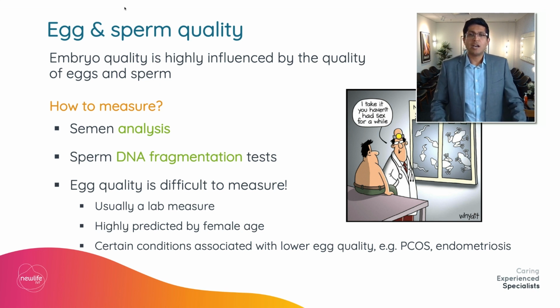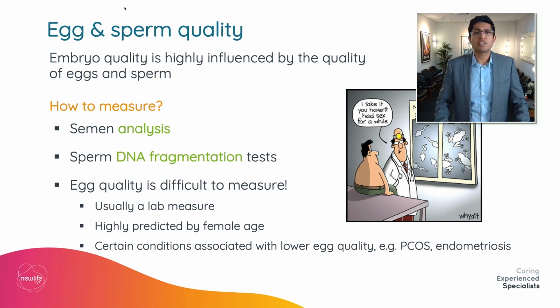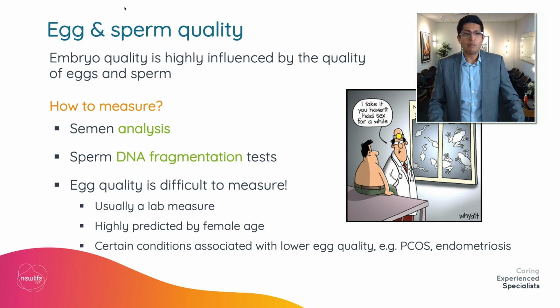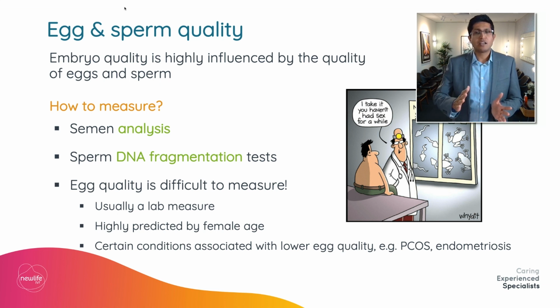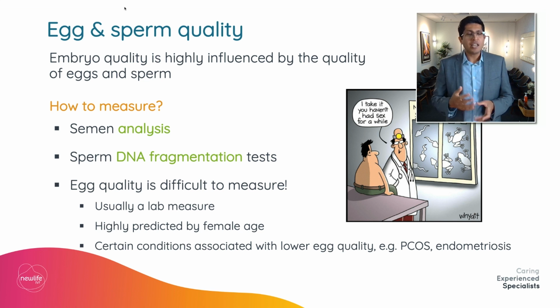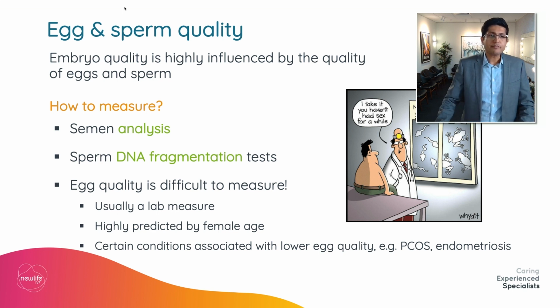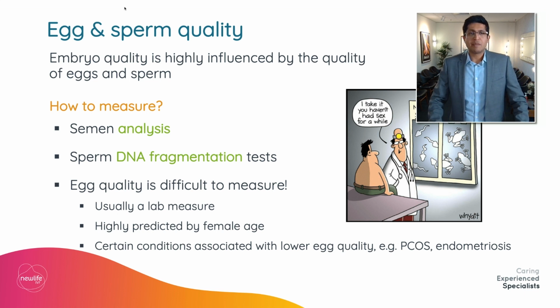We can perform a standard semen analysis, which looks at things like how many sperm there are, what's the shape, how motile they are. And then there are some more detailed tests like DNA fragmentation. High DNA fragmentation is associated with much poorer embryo quality and IVF outcomes. The problem is, though, egg quality is much more difficult to measure.